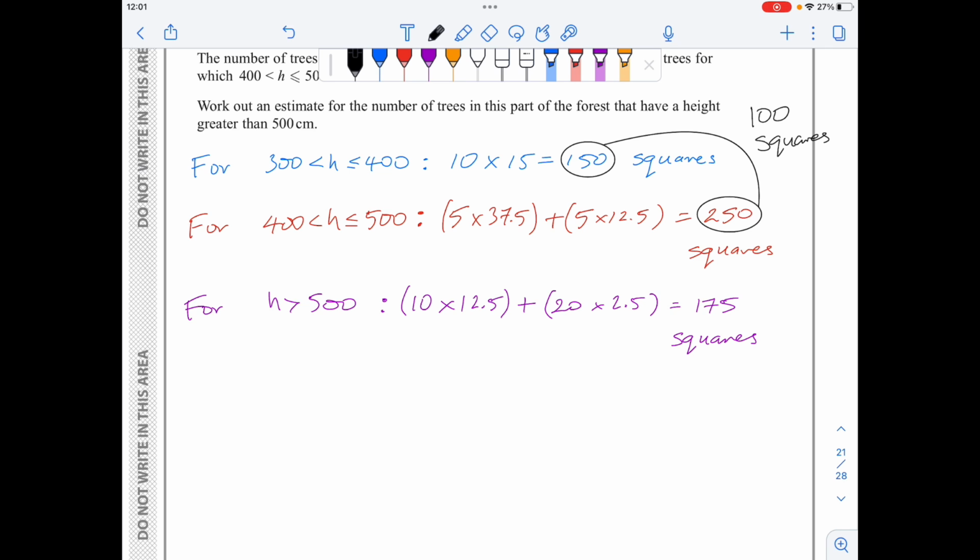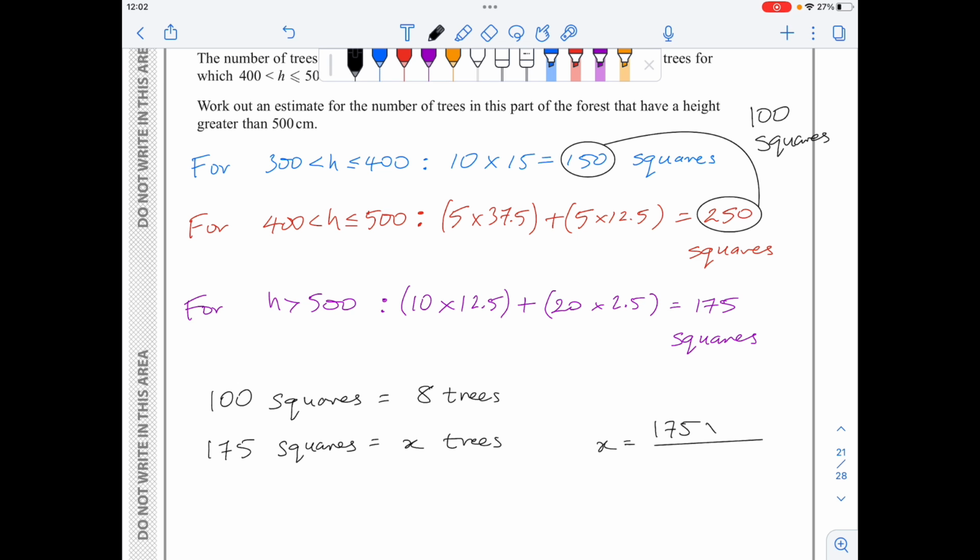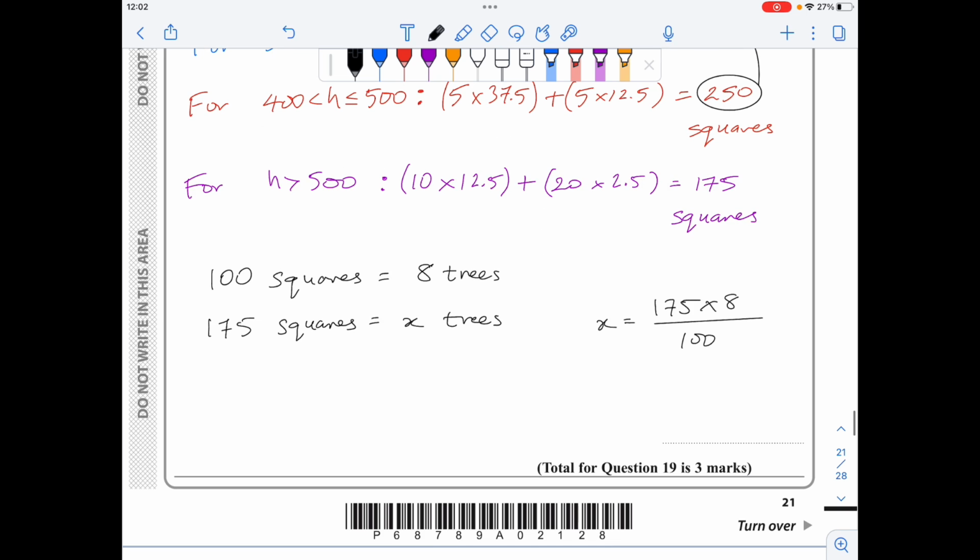So let's write this down. 100 squares is equal to 8 trees, and I want to find the purple region, which is 175 squares, and this is equal to x trees. So x is equal to 175 times 8 over 100. Put this on the calculator and you will get 14 trees.